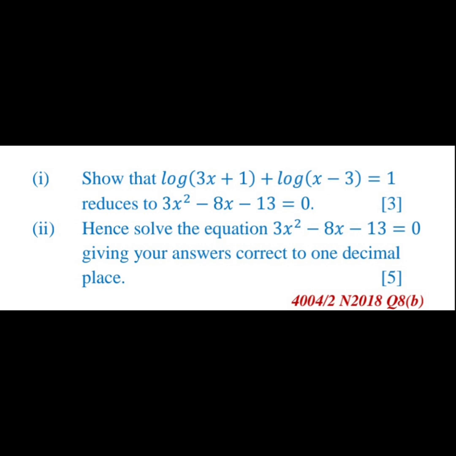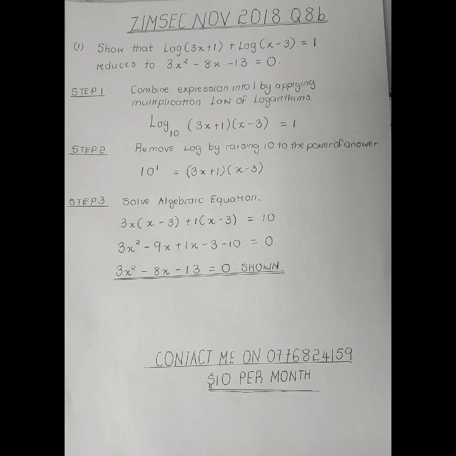It is saying, show that log(3x + 1) + log(x - 3) = 1 reduces to 3x² - 8x - 13 = 0. So the first step is that we are going to combine this expression into one by the multiplication law of logarithms. Can we see that here we are adding the logs? So we are going to multiply for us to have a combined expression. And here, the log base is not provided, so we know that it is going to be log base 10.